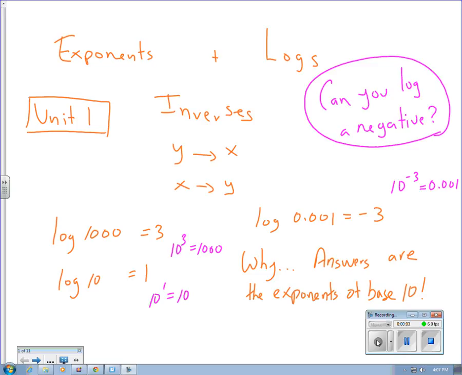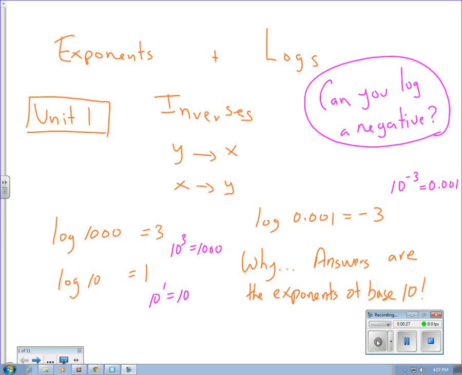So this is lesson 4 on exponents and logs, and we're getting to vocabulary that is new. Although if you're in Chemistry 20, you've been introduced to logs. Exponents and logs are inverses of one another. That's the work that we did in Unit 1, where we let y become x and then x become y and ended up resolving for y.